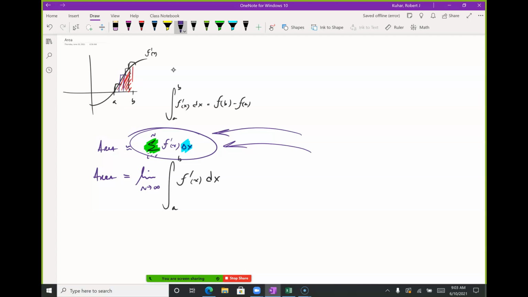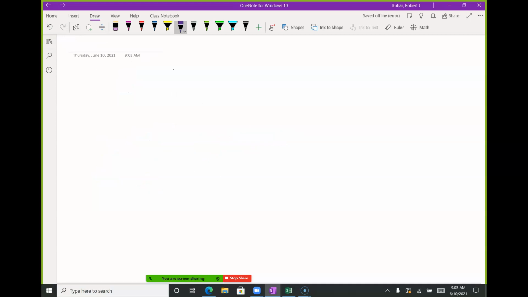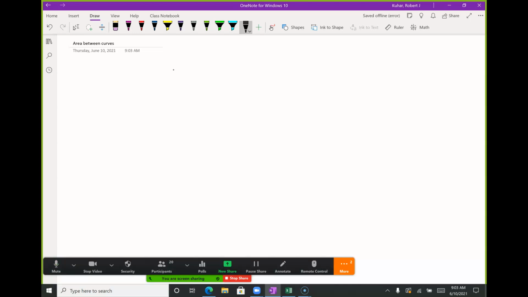More generality first before we do a couple problems. So I want to just go to my next page, area between curves here. There's a couple of themes that are going to carry through Chapter 6 work.